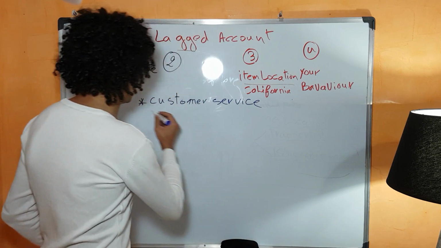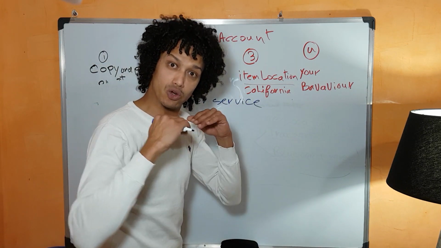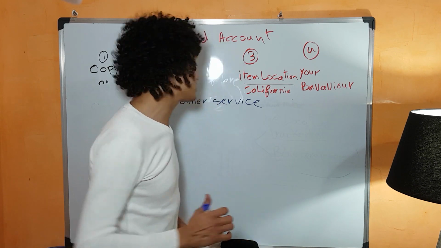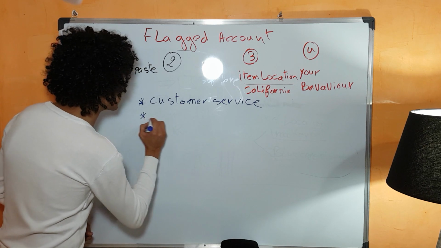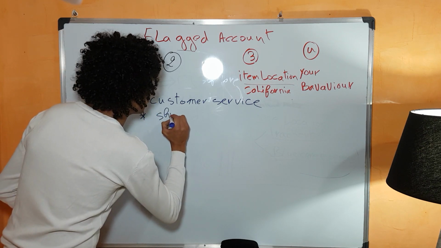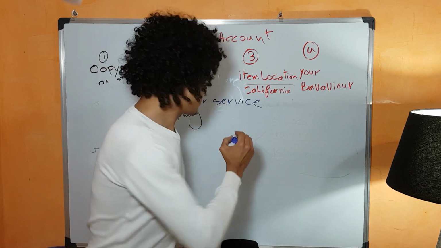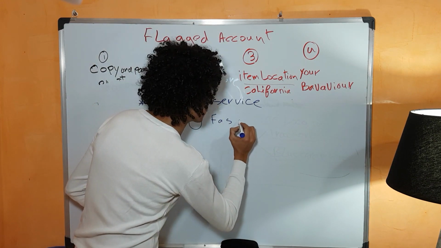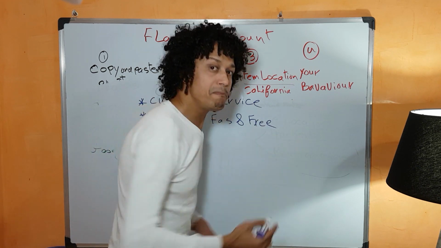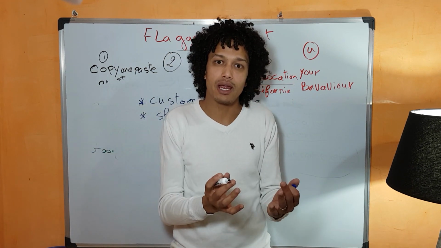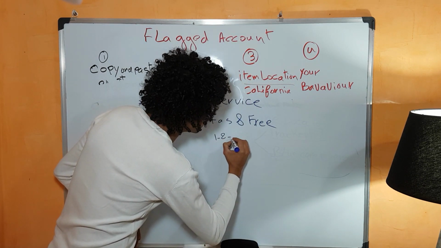Very important. So the solution for your behavior in your account, so your account can be in good standing and won't get flagged, is: number 1 is customer service. Number 2 is shipping. If you use fast and free, make sure that you ship your product fast and free. Fast and free means 1 to 3 days.